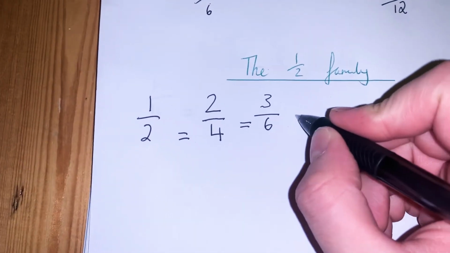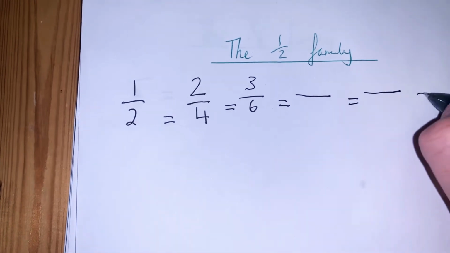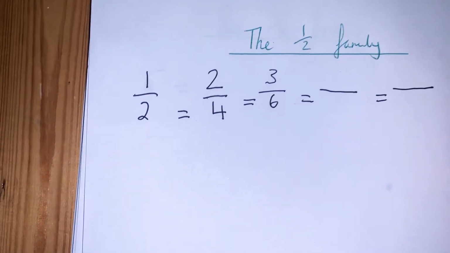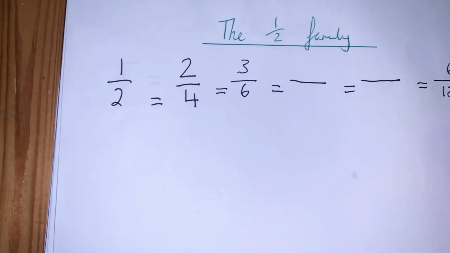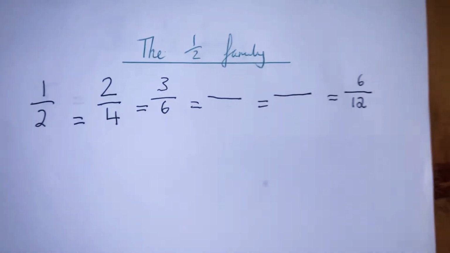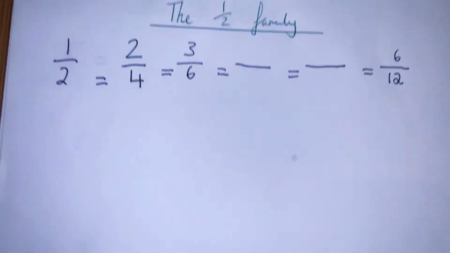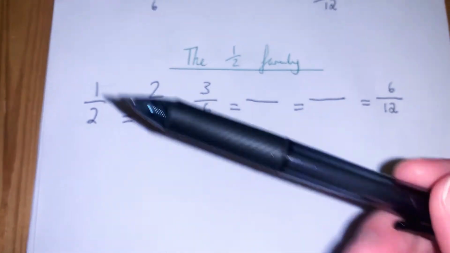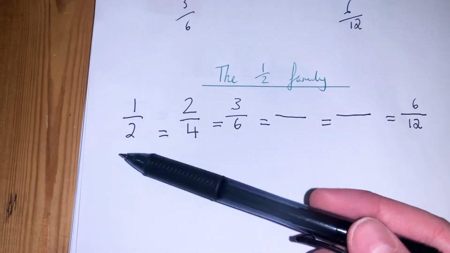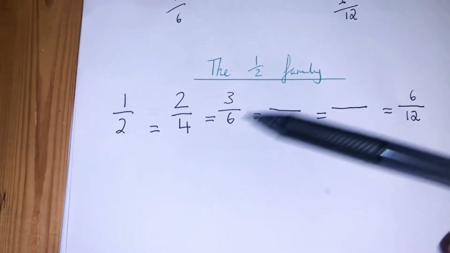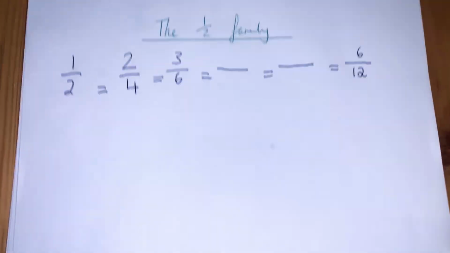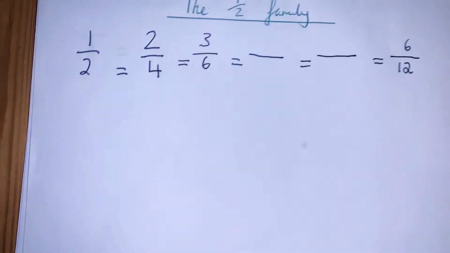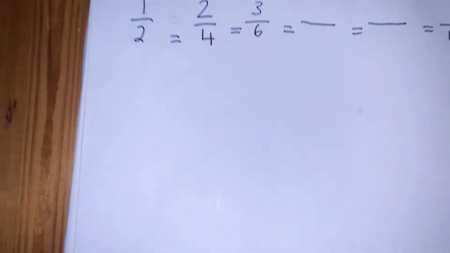Okay, so just going to write these out. I'm going to skip a few. I'm going to put 6/12 there. Okay, so now I'm going to see if we can notice the pattern. All right, so we started off with 1/2, then we've got 2/4, 3/6, and then all the way up to 6/12. So we'll try and see if we can fill in the blanks. So all these fractions are equivalent fractions.